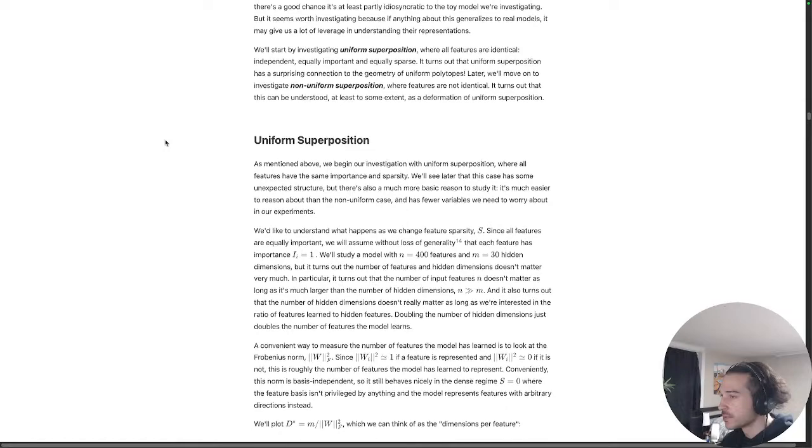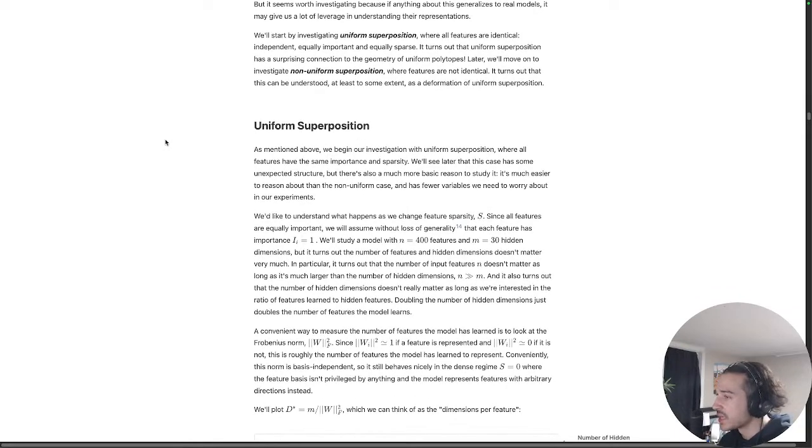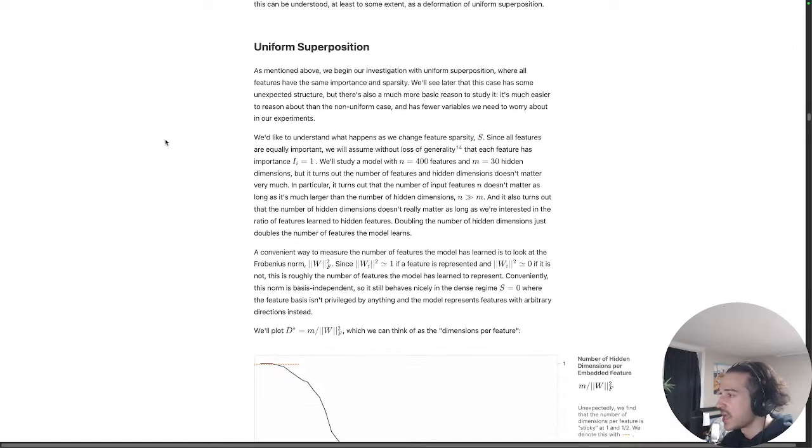Uniform superposition. As mentioned above, we begin our investigation with uniform superposition, where all features have the same importance and sparsity. We'll see later that this case has some unexpected structure, but there's also a much more basic reason to study it. It's much easier to reason about than the non-uniform case, and has fewer variables we need to worry about in our experiments. We'd like to understand what happens as we change feature sparsity, S.